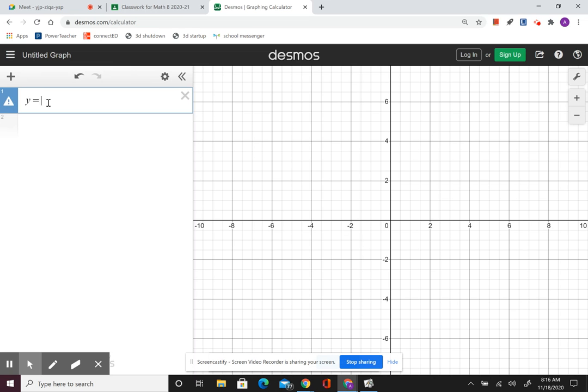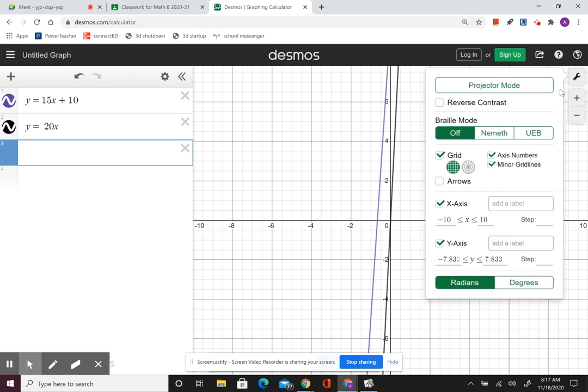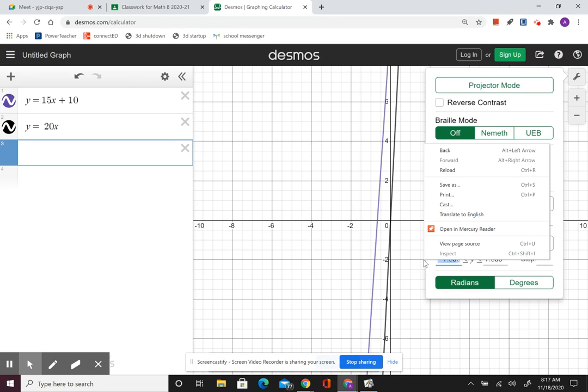So Y equals 15x plus 10, and Y equals 20x. Now with my graph right now, do I see a solution? Hopefully you don't, because we need to change our axis. Our x-axis is okay, but our y-axis needs to go. We need to figure out where that y-intercept of 10 is at least.